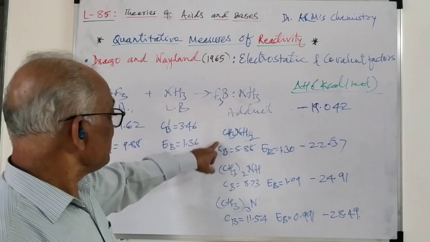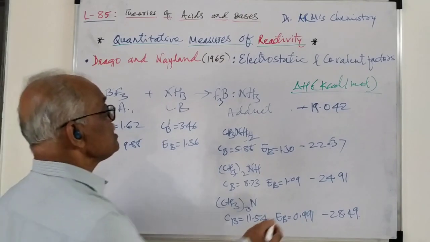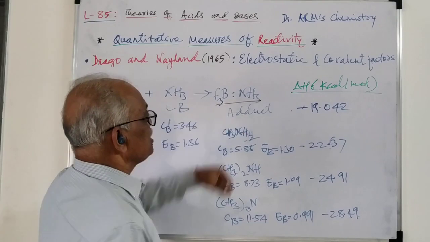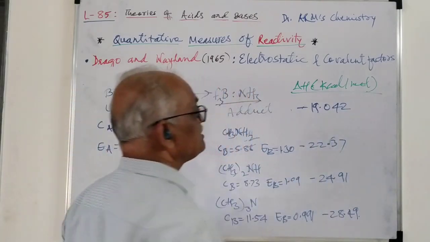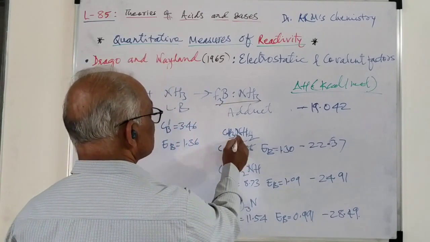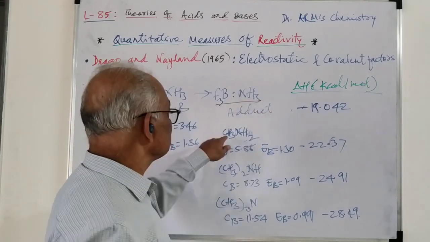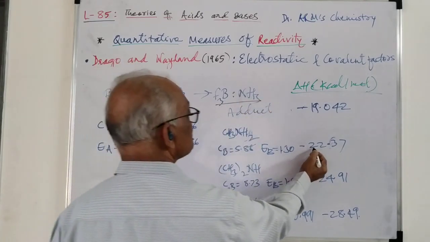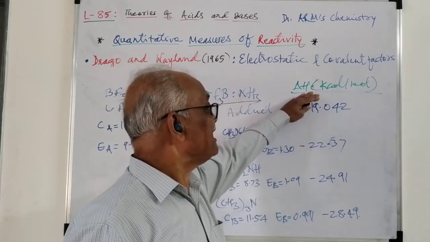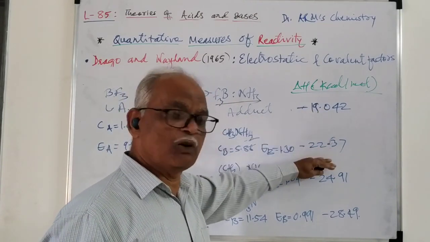So if we observe the bases, when we are changing the base, the acid is the same, but we are varying the Lewis bases. For the first base, that is BF3·NH3, you will find that this value of delta H is minus 19.25. Then if we take the base CH3NH2, in case of NH3 we have replaced one hydrogen by CH3. So this value of delta H is found to be decreasing, minus 20.37 is comparatively lower.